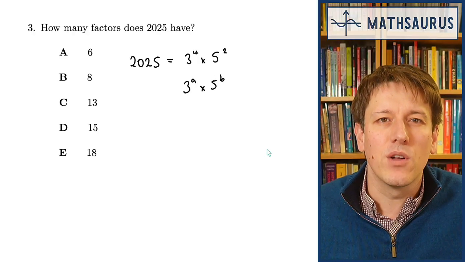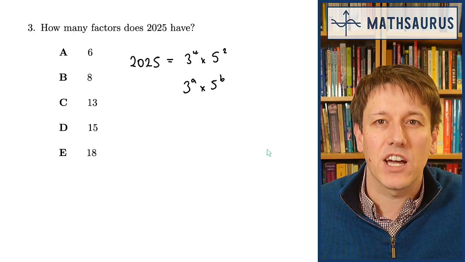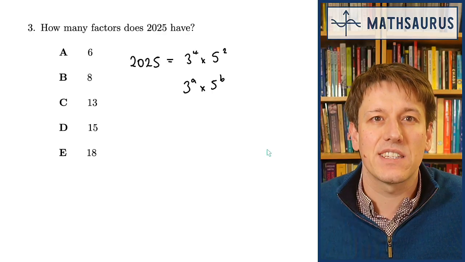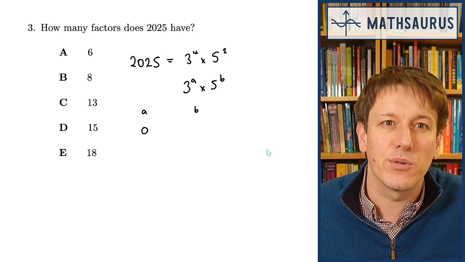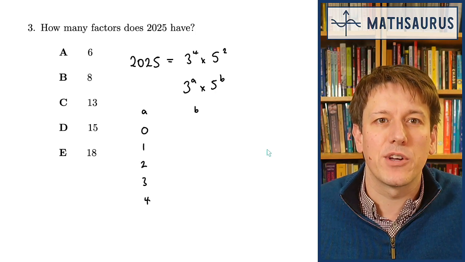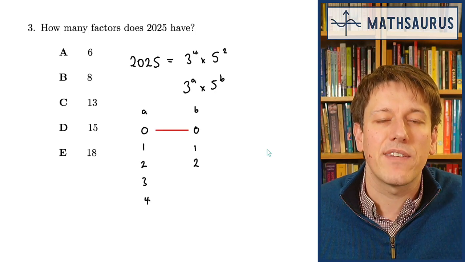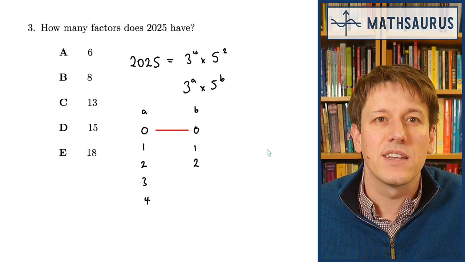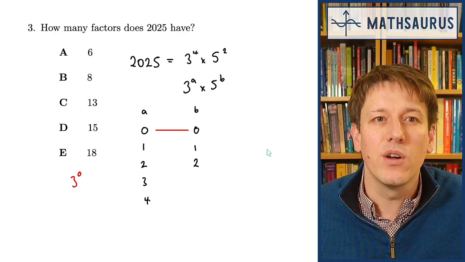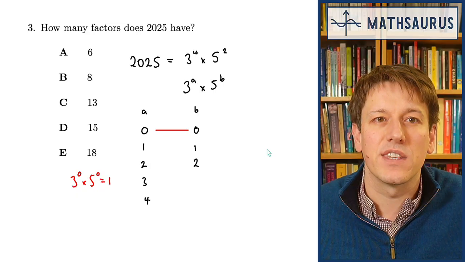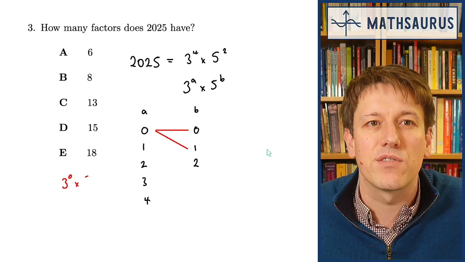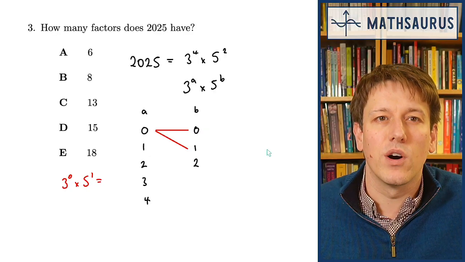Well, let's think about what we said there about 3 to the a times 5 to the b always being a factor of 2025, so long as a is less than or equal to 4 and b is less than or equal to 2. We could make a table then of the possible values of a and b. I can have a from 0 to 4 and b from 0 to 2, and if I took a equals 0 and b equals 0, that would be 3 to the 0 times 5 to the 0, that's 1, that's the first factor of 2025. I could do a as 0 and b as 1, that's 3 to the 0 times 5 to the 1, that would just give me 5 there.